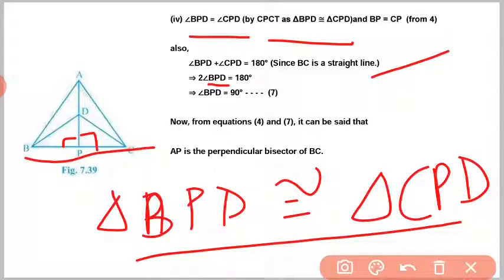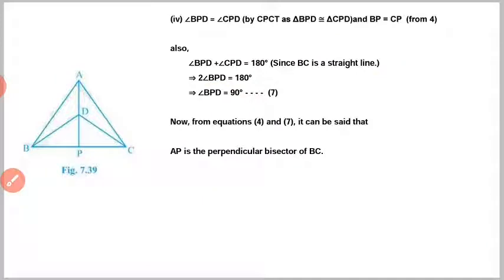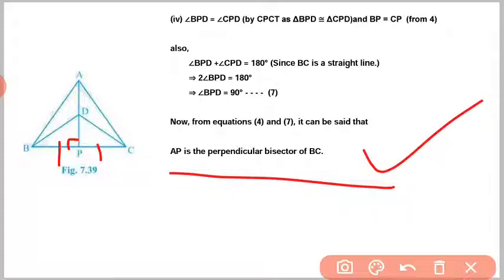So twice angle BPD will be equal to 180 degrees. So what will be angle BPD? It will be equal to 90 degrees. So both these angles are equal to 90 degrees, and also BP is equal to CP. So BC is divided into two equal halves, and therefore AP is the perpendicular bisector of BC. It is 90 degrees, and it is dividing BC into two equal parts, therefore it is the perpendicular bisector of BC.